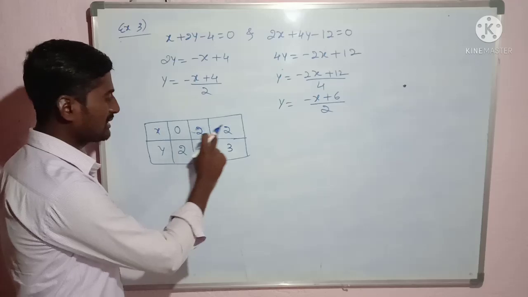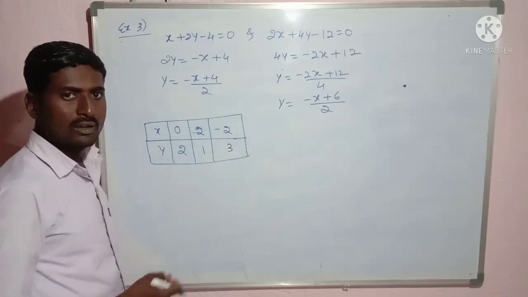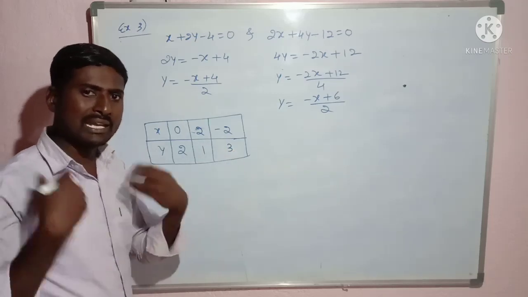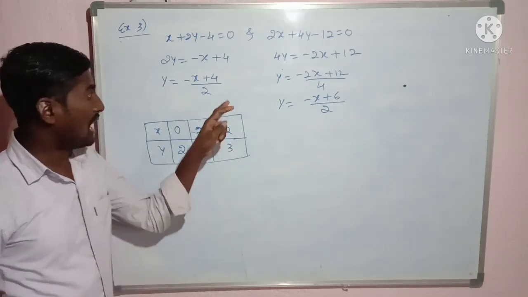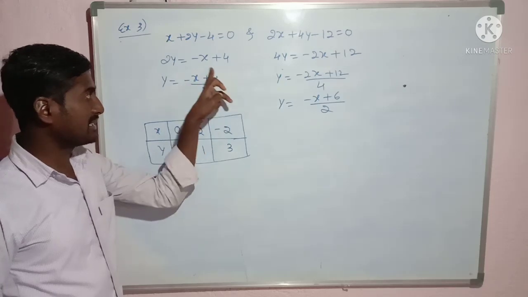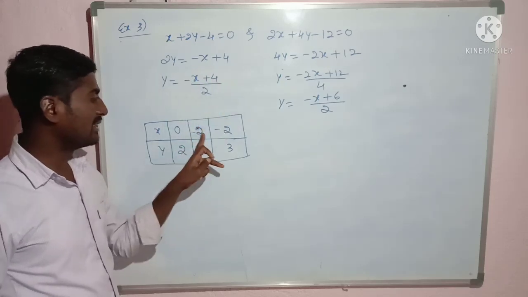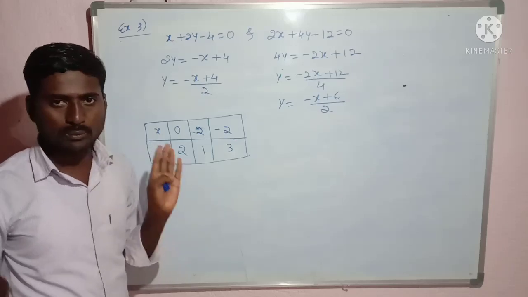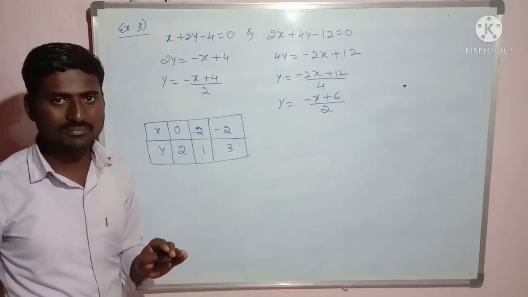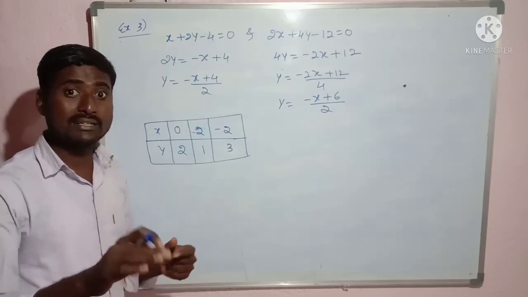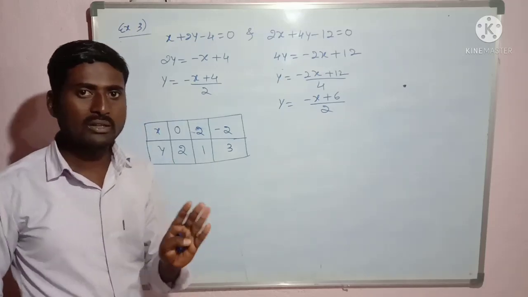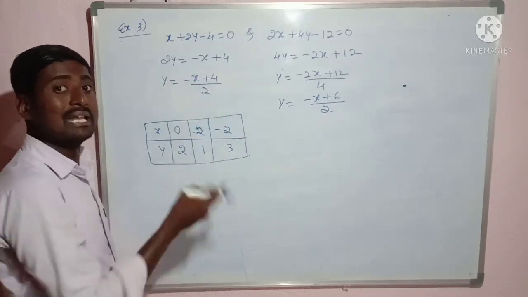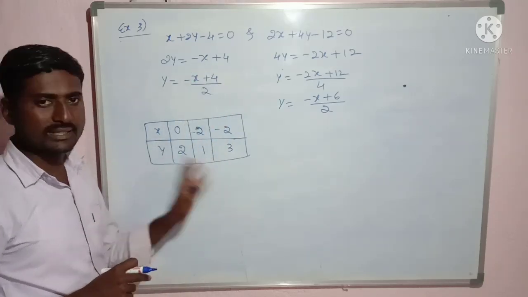How am I choosing this value of x? Is it possible to take only 0, 2, minus 2? No, you can take any value. But after substituting that value of x in this term, I should get the y value as an integer, means positive or negative. You should not get decimals. If you get decimals, it is difficult to draw the graph. For that reason only, the numerator must be divisible by 2. Like that only you can take the value of x.